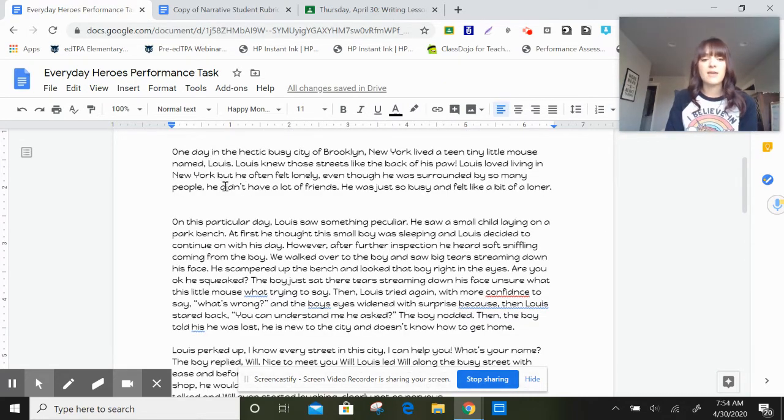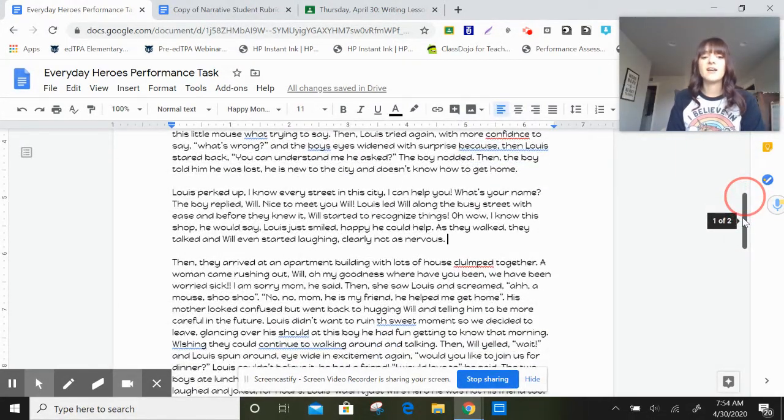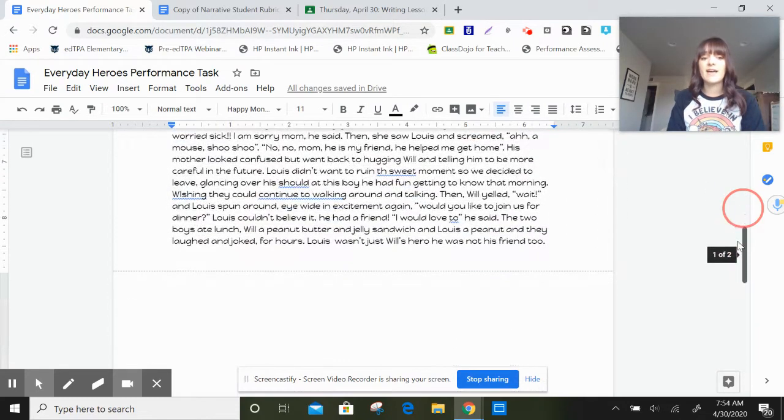So let's see what we have here. On this particular day, Lewis saw something peculiar. So transitions are always going to be at the beginning or the end of the paragraph, okay? On this particular day is a good transition to introduce this one here. The boy told him he was lost. Lewis perked up, clearly not as nervous as they walked and talked, started laughing. Then, see how I have the word then here? That's a transition word. So we can add finally down here.